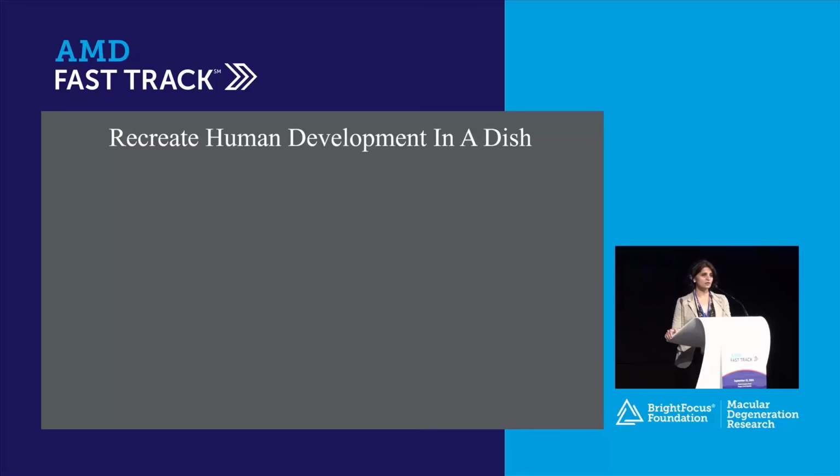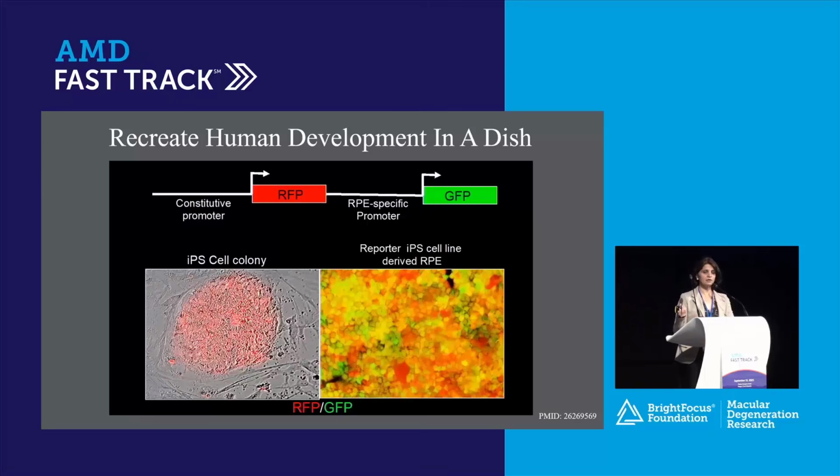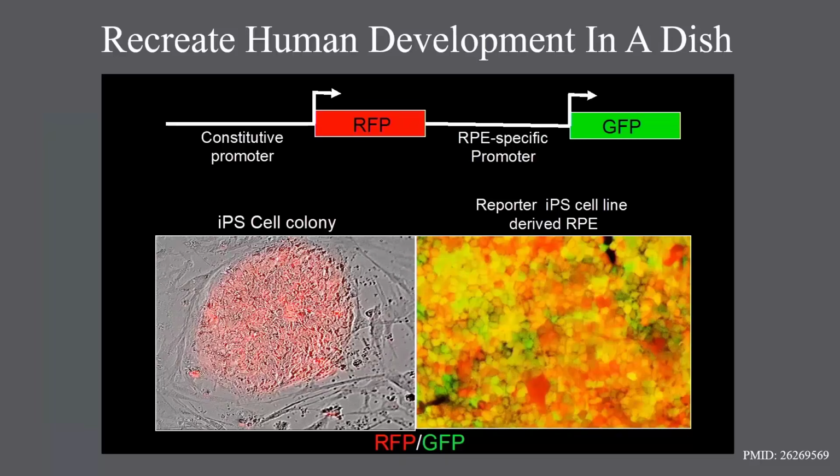So I think one of the biggest advantages of working with human iPSCs is that you can use this tool to recreate human development in a dish, and I think it's also important to have this tool in place if you want to use any differentiated tissue. So there are multiple ways of recreating human development in a dish, or optimizing a protocol. And the best way is to have a reporter line.